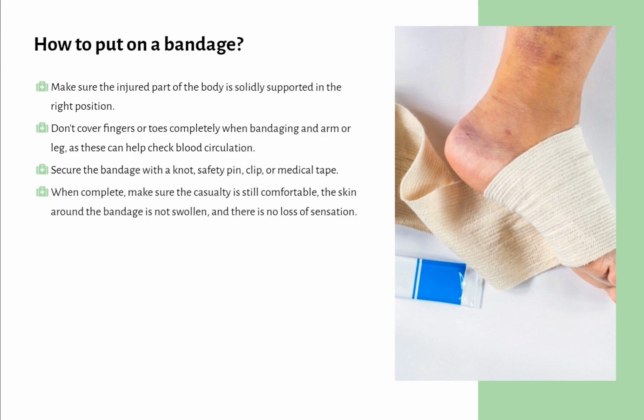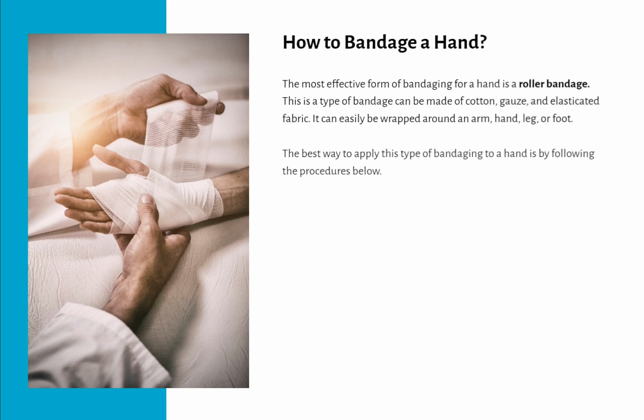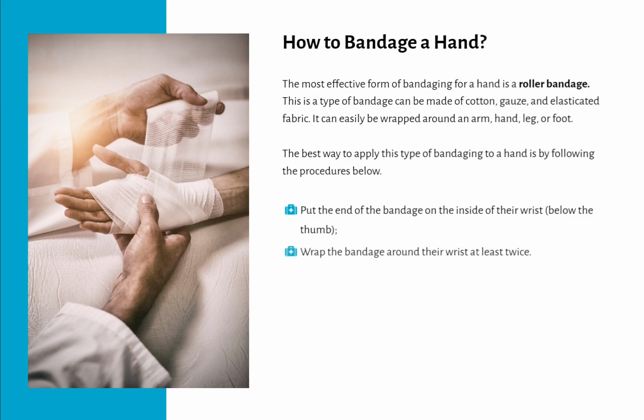When complete, make sure the casualty is still comfortable, the skin around the bandage is not swollen, and there is no loss of sensation. How to bandage a hand. The most effective form of bandaging for a hand is a roller bandage. This type of bandage can be made from cotton, gauze, and elasticated fabric. It can easily be wrapped around an arm, hand, leg, or foot. The best way to apply this type of bandaging to a hand is by following the procedures below.